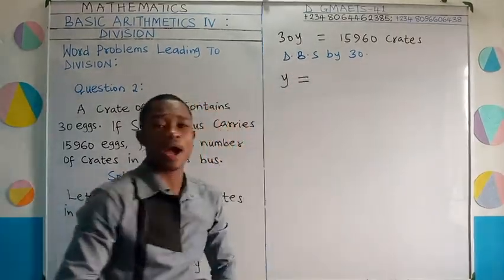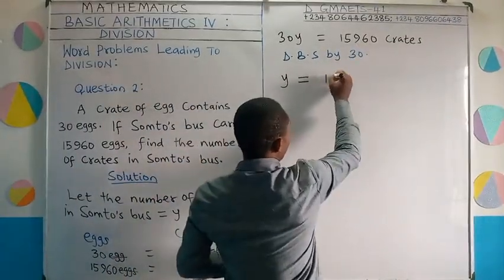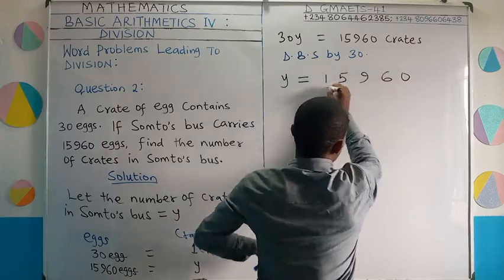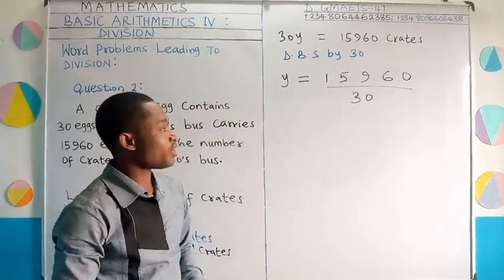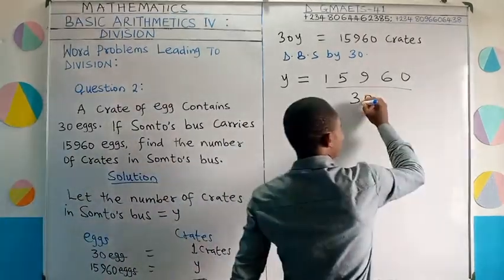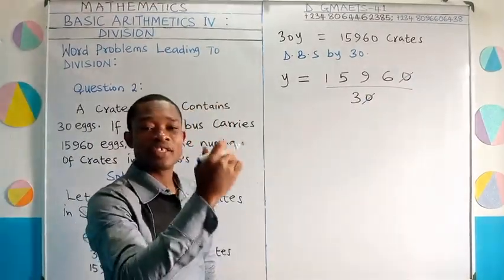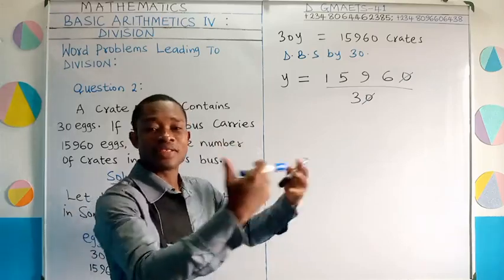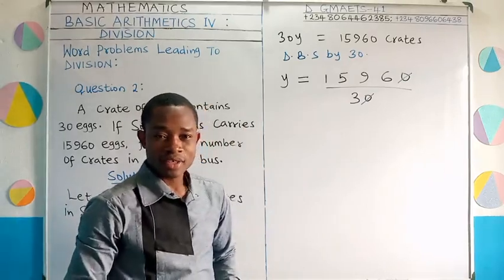So I'm going to have y equal to 15,960 divided by 30. Is that okay? 15,960 divided by 30. So from here, I'm going to cancel out these last zeros. We've done this type of division before. If the last digit of the numerator is 0, and the denominator also ends in the last digit 0, you can cancel out last digits. Are you following, right? So we now move on.